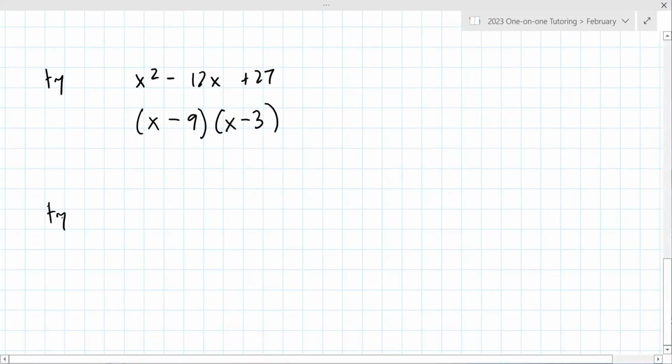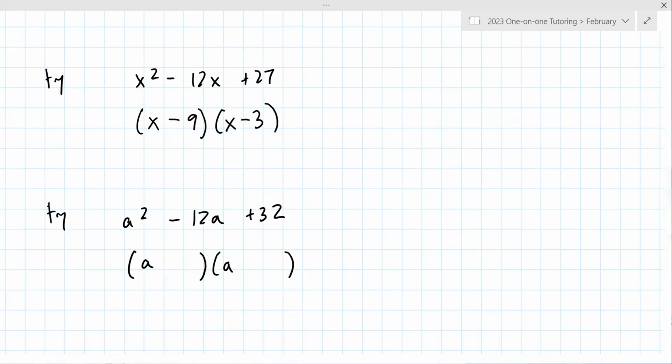Now I mentioned before the variables could be different. So like a squared minus 12a plus 32. All that changes is what goes in parentheses. It's going to be an a and an a. So just try one more here before we move to the more difficult type.